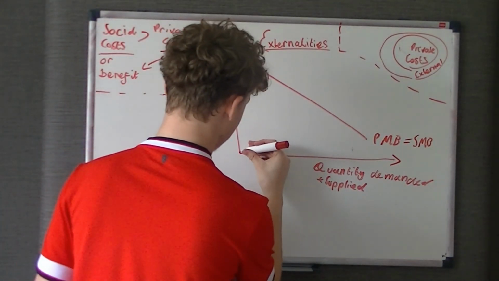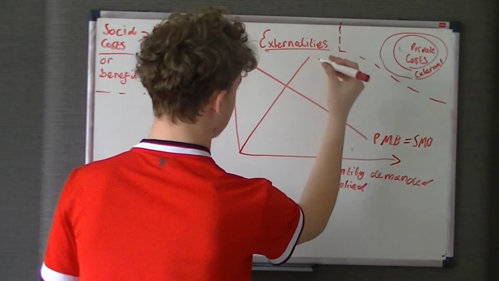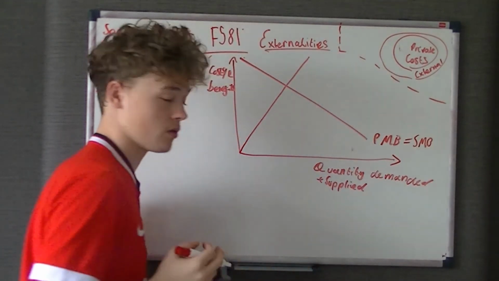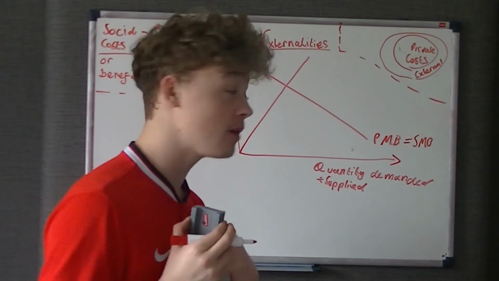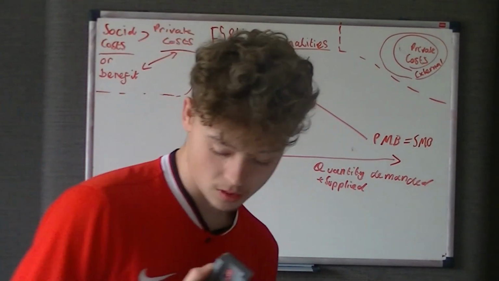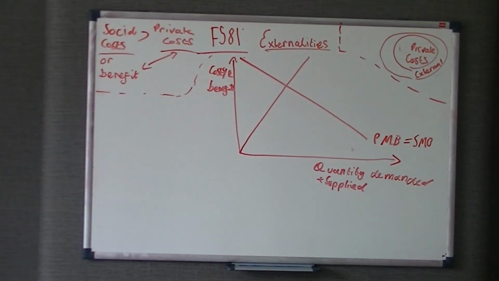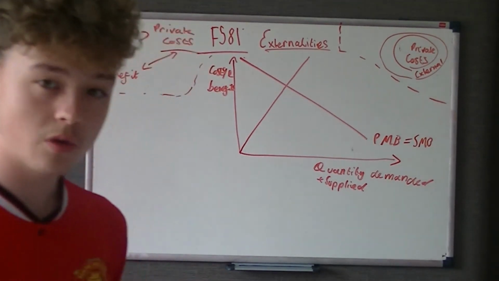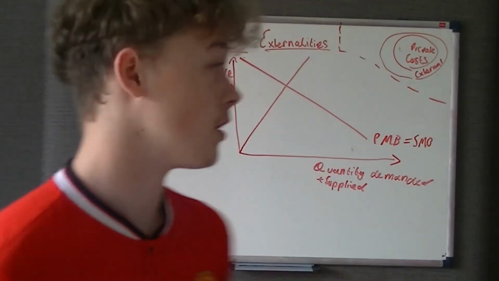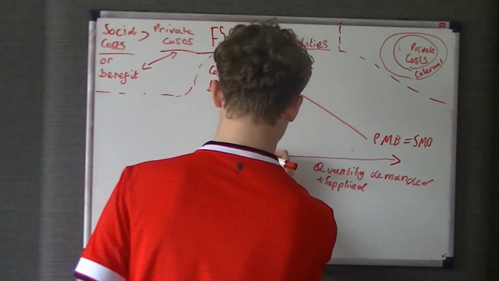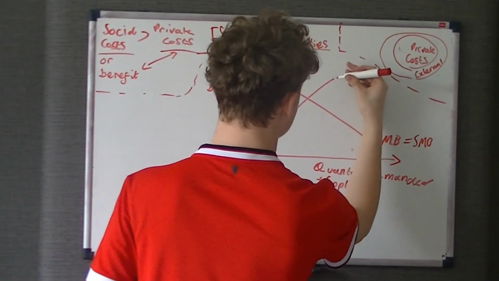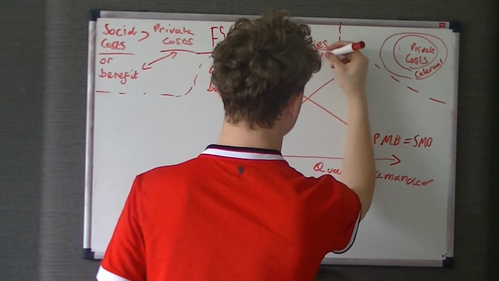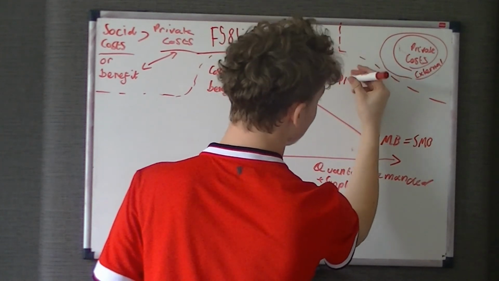So what we need here is a cost curve. Because there is a negative externality, the social marginal cost curve is going to be higher than the private marginal cost curve, which means it will have a higher gradient. So your SMC and your PMC.